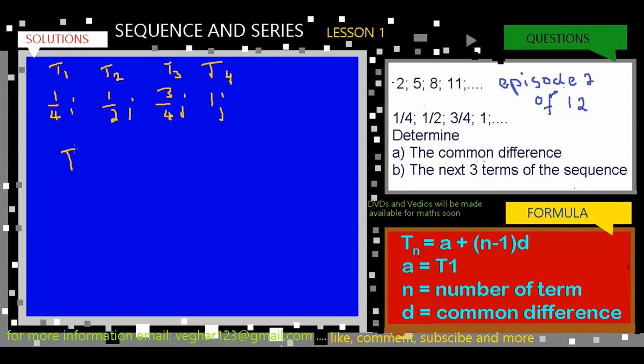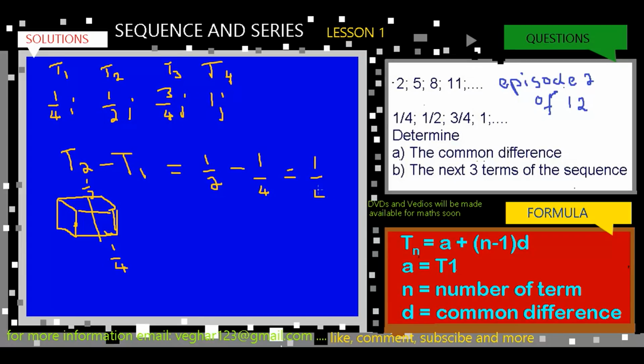So using the common difference rule, finding term number 2 minus term number 1. So this is a general thing. Let's take you have a bread, and this is half of a bread, not a full one. And then if you cut, you take a quarter out, you'll be left with a quarter. So the answer here is a quarter.